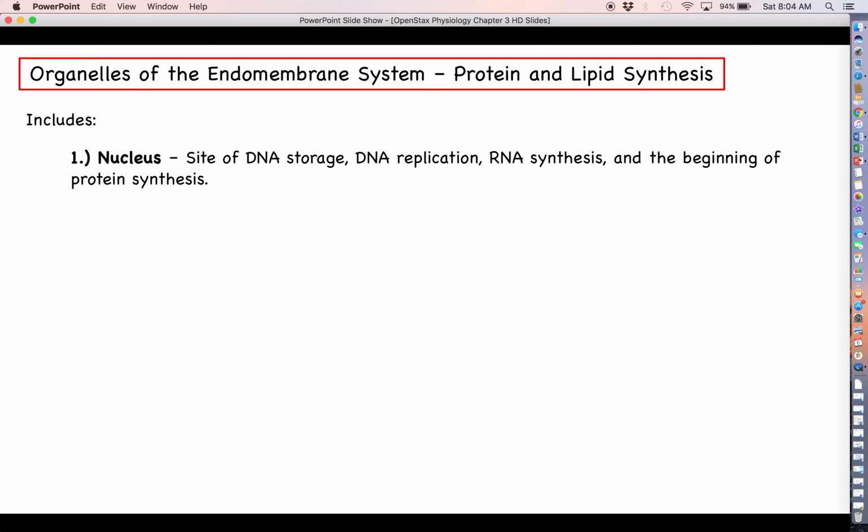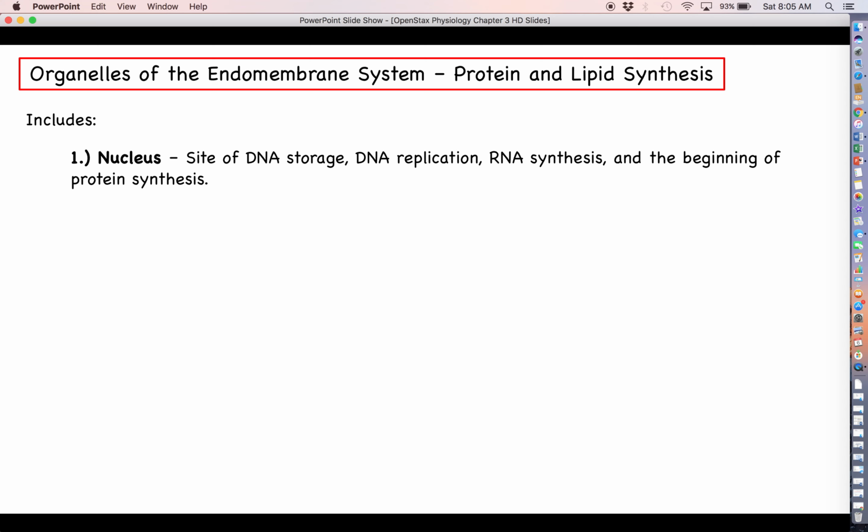So let's start with the endomembrane system. The main reason we're concerned about this is because these organelles that we're going to discuss here are going to underlie both protein and lipid synthesis. And we've already talked about why those processes are important.